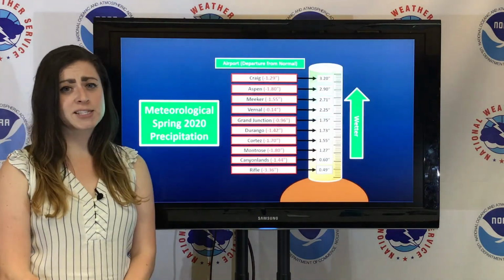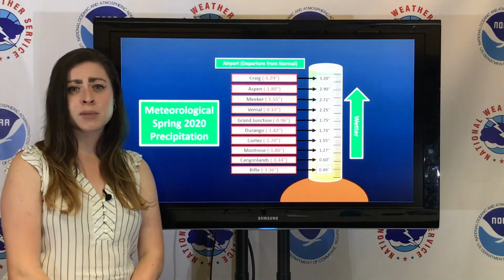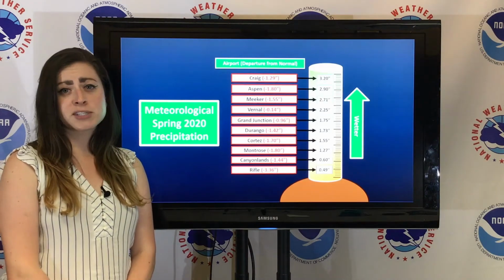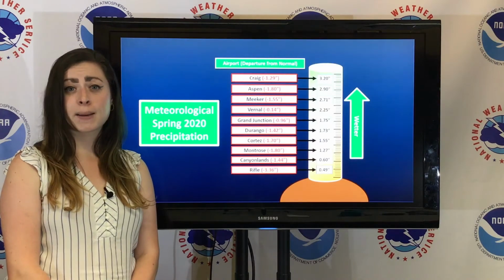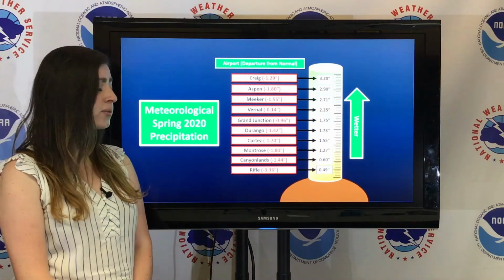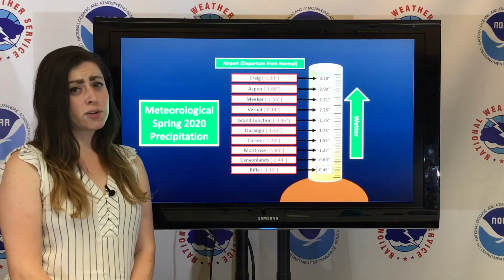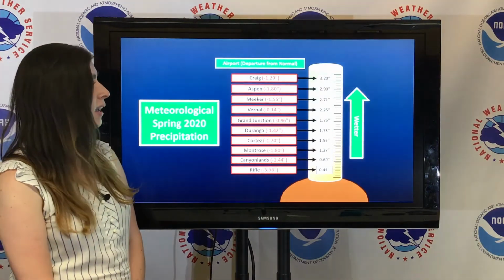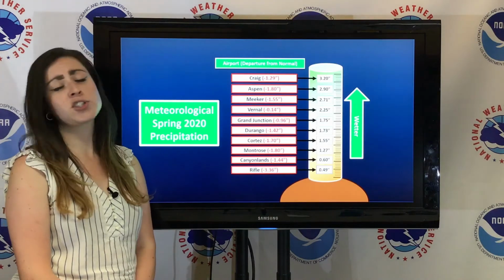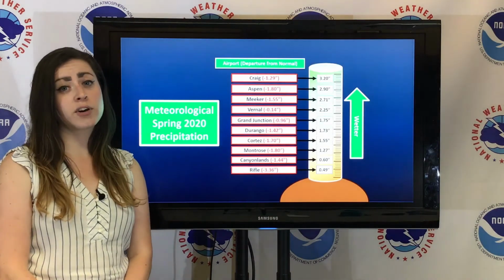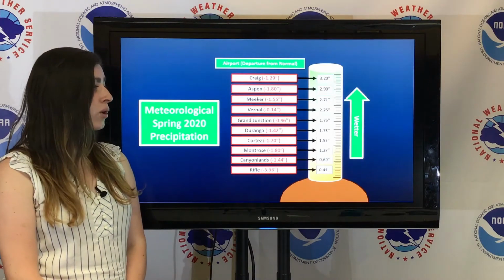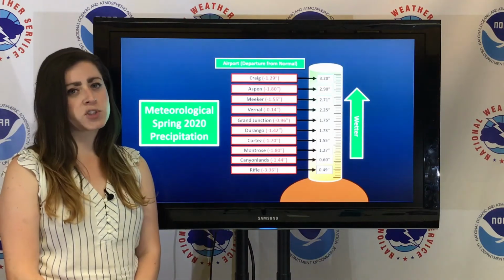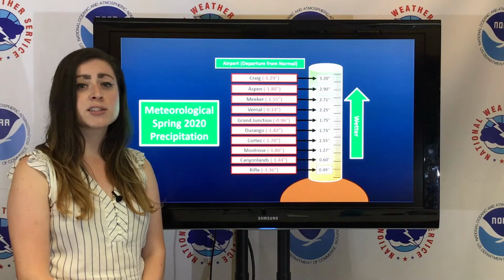And finally, looking at precipitation for the spring season. Unfortunately, it was below normal precipitation reported at all 10 of our climate sites for the months of March, April, and May. The driest was Rifle with just under half an inch of precipitation, which was over 3 inches below normal for the spring season. And the wettest was Craig with 3.20 inches, but that was still over an inch below normal for the spring season. In Grand Junction, we had 1.75 inches of precipitation, which was just under an inch below normal for the spring season.